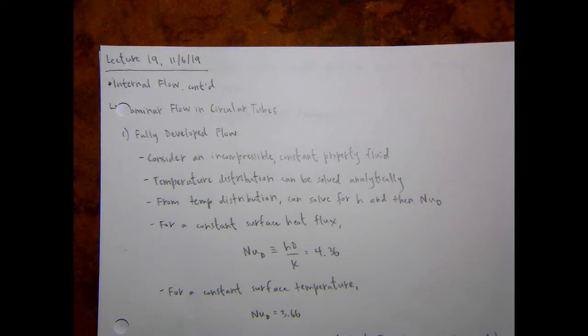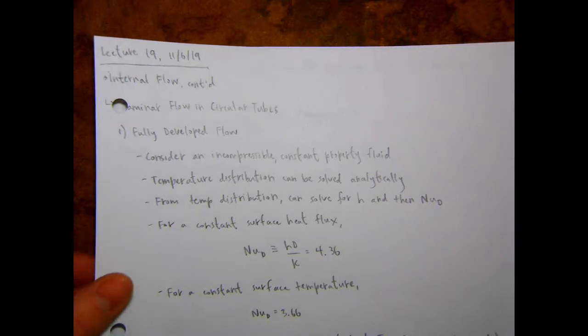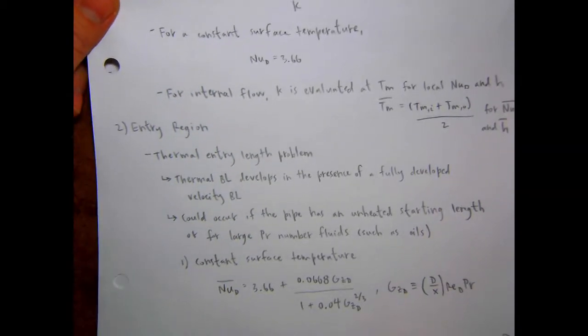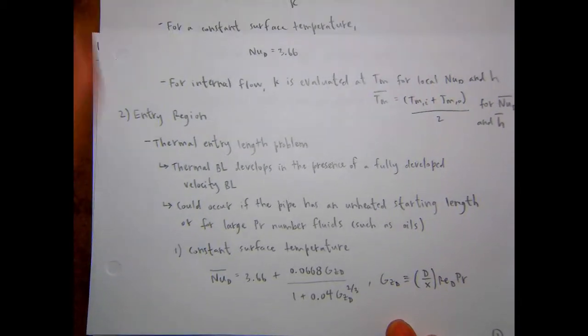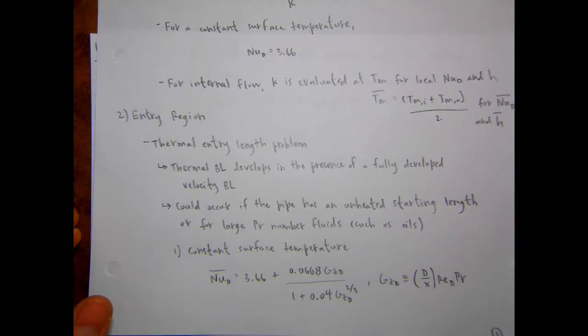Okay. So on Wednesday, we finished up class with talking about internal flow in the entry region. Basically we said for the velocity boundary layer and the thermal boundary layer, they both develop as soon as they start entering the pipe. They start developing in this entry region, then the boundary layers merge. When they merge, the boundary layers become fully developed, and you have different expressions for the Nusselt number depending on if you're in the fully developed region or the entry region.